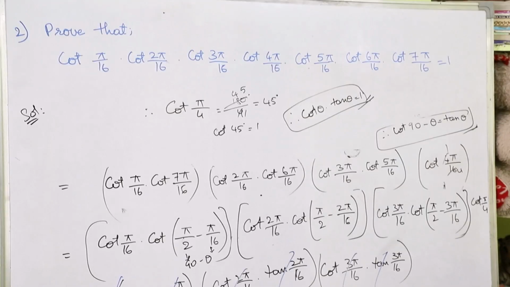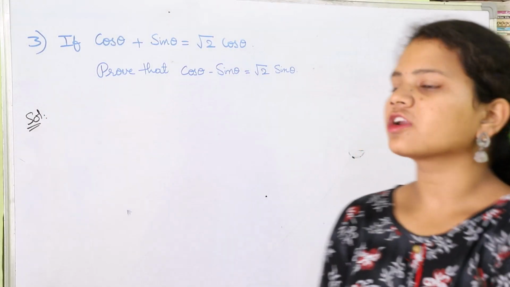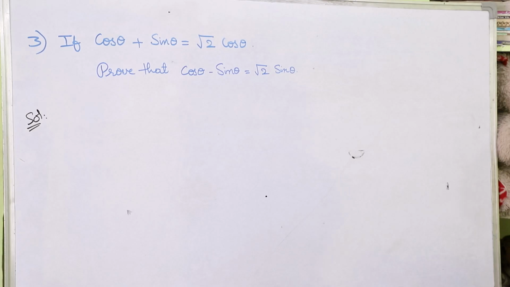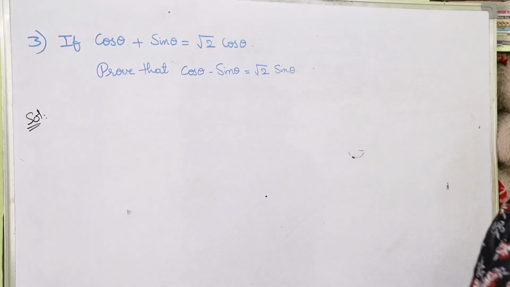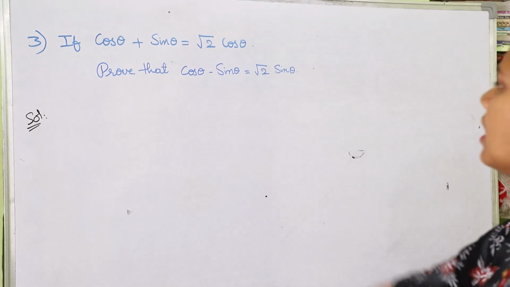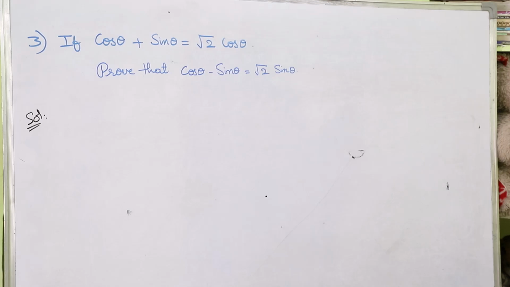Hey guys, I'm Laksha and let's start with the third sum over here in trigonometric ratios. If cos theta plus sin theta equals root 2 cos theta, then prove that cos theta minus sin theta equals root 2 sin theta. Now guys, what you do?